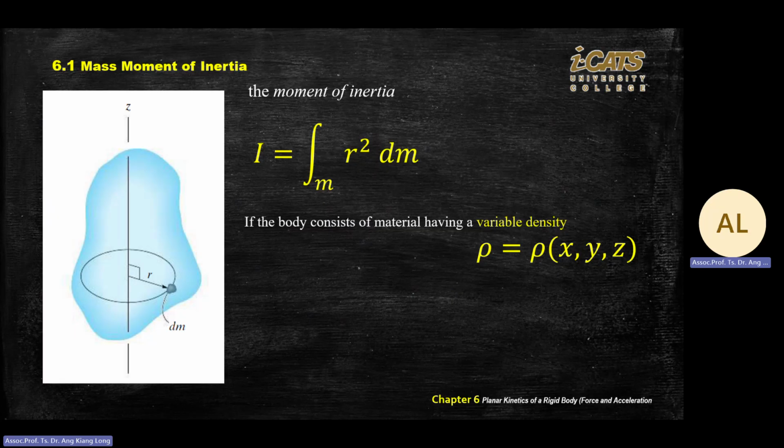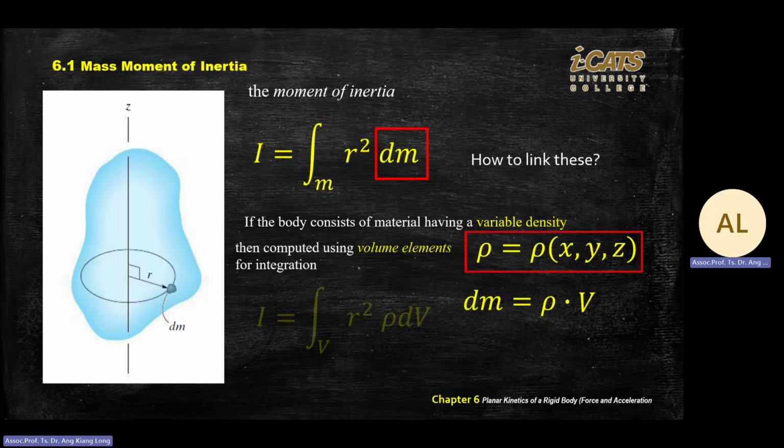So what you need to be careful about is the r square. R square needs to be included into the dm formula. Let's say you have a sphere here. You need to include dm equal to 4 over 3 pi r cube rho. The r cube rho needs to be multiplied by r square, which will give you r power 5. So on. This is mathematics.